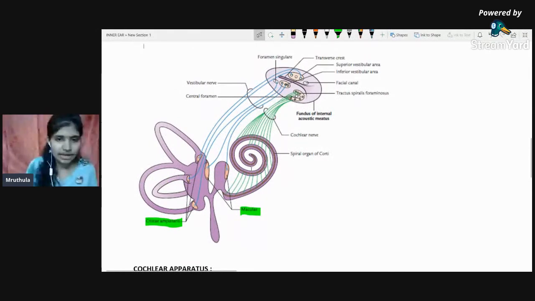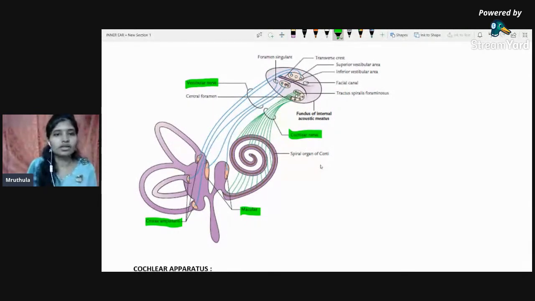See here, there are nerves shown in this picture. We are seeing the cochlear nerve and the vestibular nerve. The cochlear nerve, as the name implies, is coming from the cochlea. The vestibular nerve is coming from the saccule, the utricle, and the semicircular canal. So the other function is balancing, equilibrium.